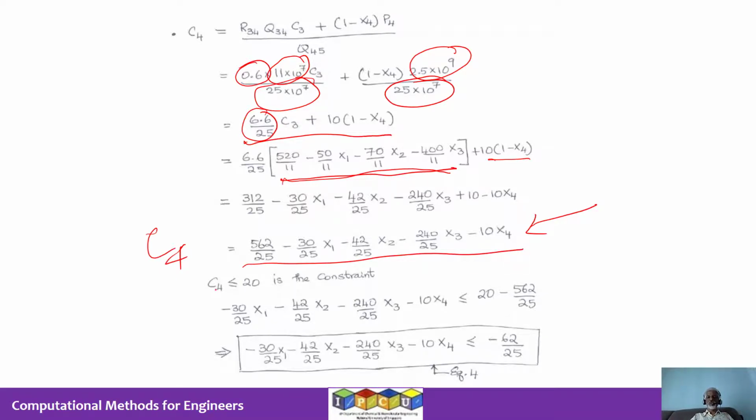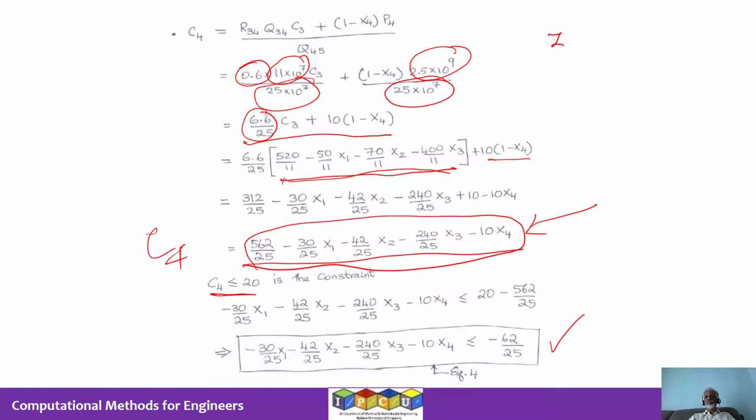And we know that C4 should be less than or equal to 20. So what you see here should be less than or equal to 20. And when you do the algebra, you will get equation 4 to be the fourth constraint.